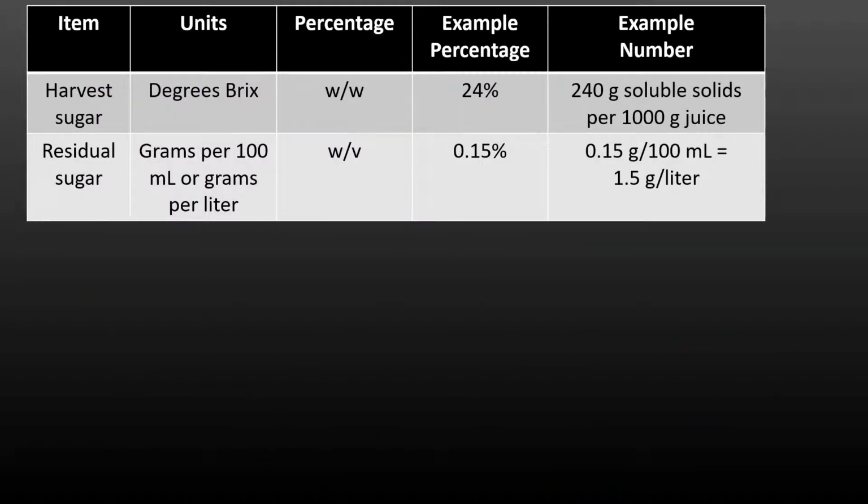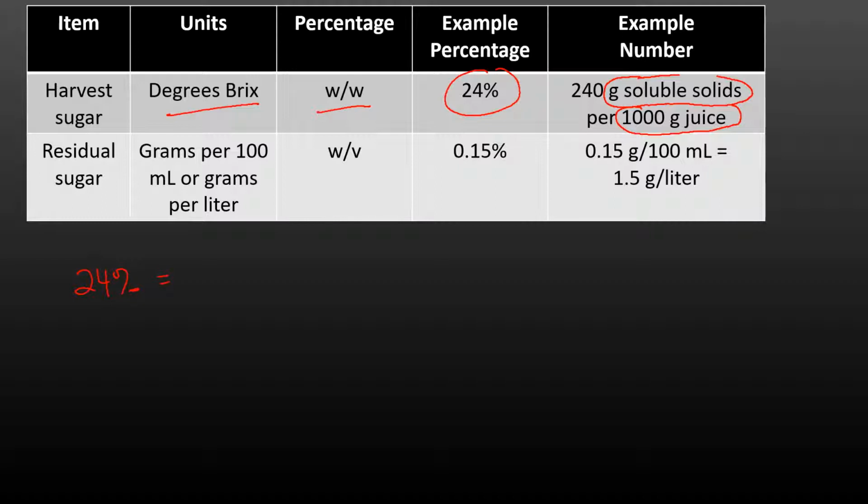Next, let's talk about sugar. Harvest sugar and residual sugar have different measurements typically. We express harvest sugar in degrees Brix. That's a weight over weight measure. It is just grams of soluble solids, shown over here on the right, grams of soluble solids per 1,000 grams of juice. And a typical percentage would be 24%, weight to weight. So let's do that, 24%.